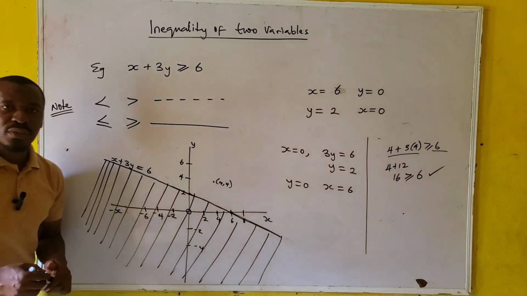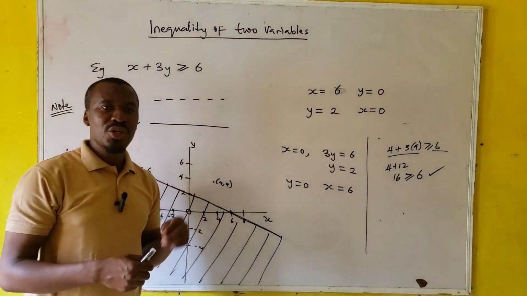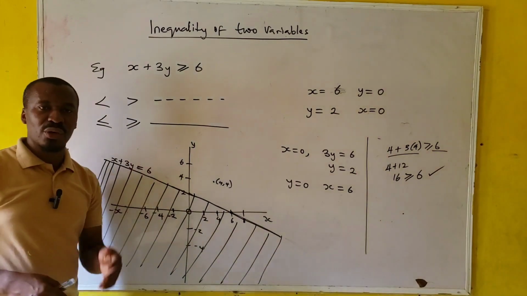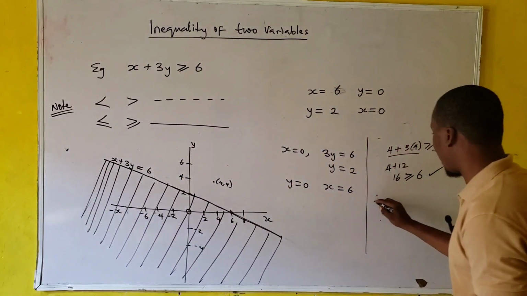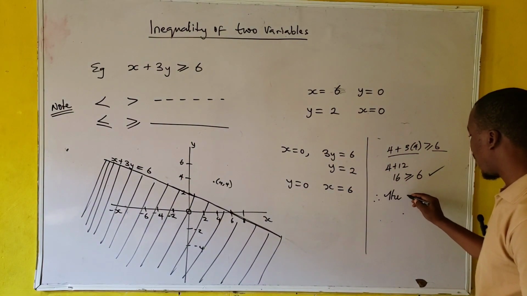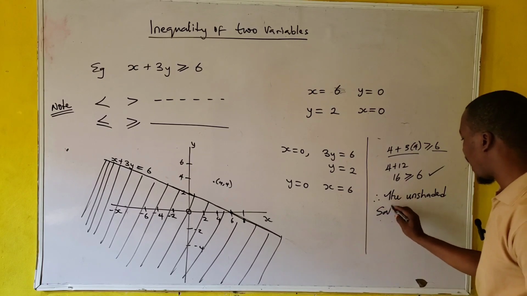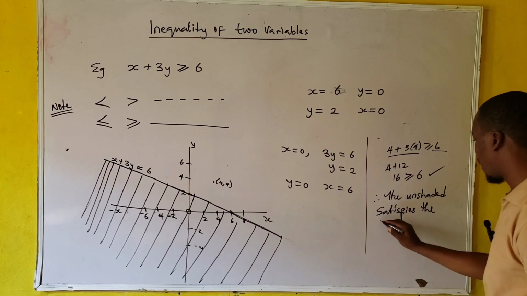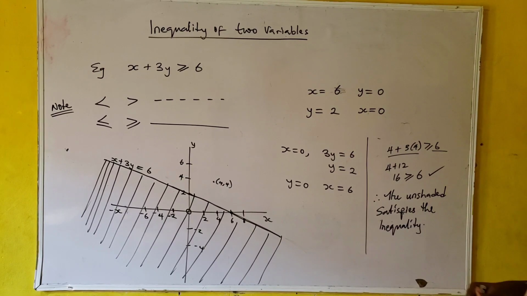Now, after shading, you can't leave your graph like this, because the examiner doesn't know what you have in mind. You are the one to tell the examiner what you have done, whether the shaded or the unshaded satisfies the what? Inequality. So I can come here and say, therefore, the unshaded satisfies the inequality. Okay, so that's how we solve a problem of this nature.